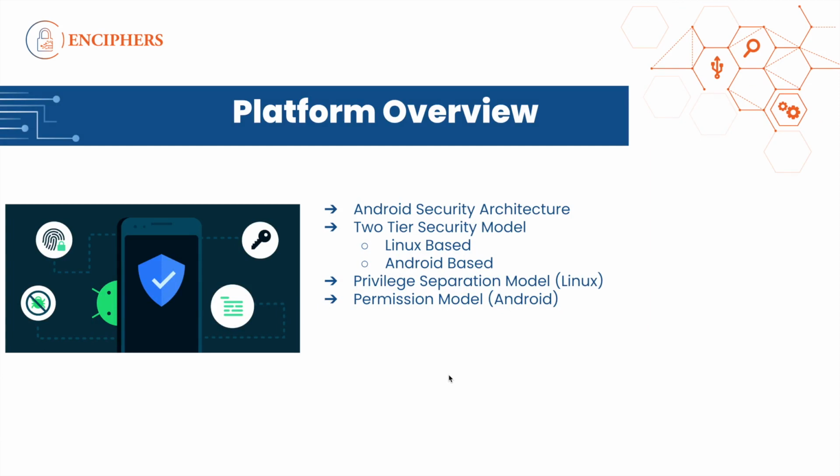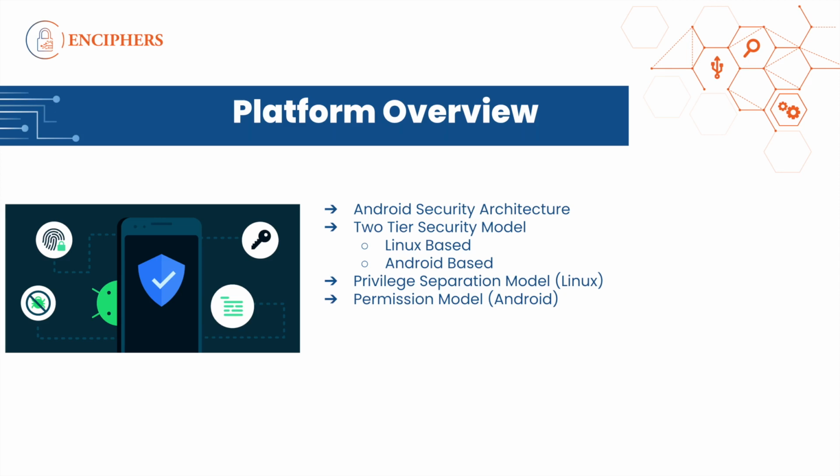In today's lecture, we'll be looking into the platform overview, and specifically talking about Android security architecture. Now, Android runs a two-tier security model, which is a combination of the Linux-based privilege separation model and the Android-based permission model, right? And both of these models run parallel to each other.